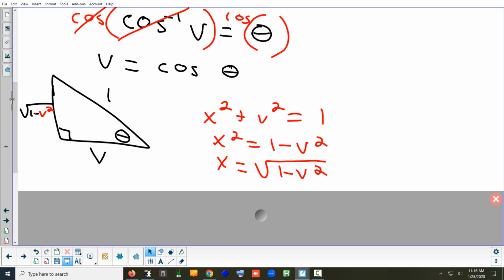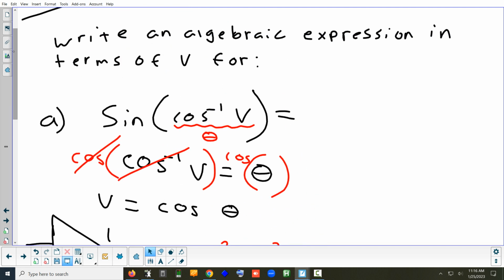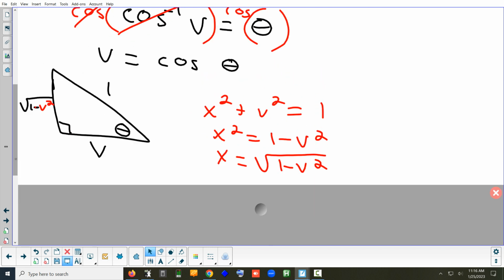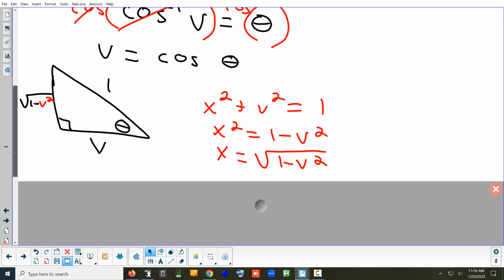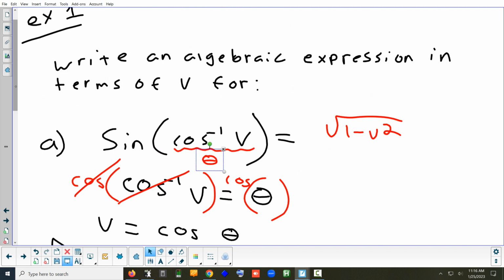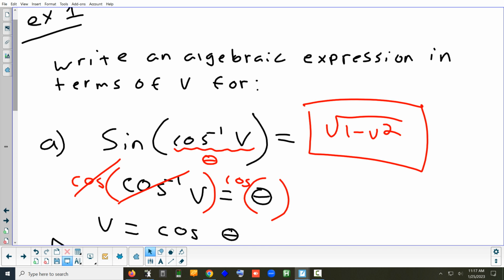Alright, so now we have all the sides we need to answer the question. They want us to take the sine of theta. That's the picture we just drew. The sine of inverse cosine of v, which we call theta. So what's the side that's opposite theta? Square root of 1 minus v squared over the hypotenuse. It's just 1. So that is the formula that would do all of that.